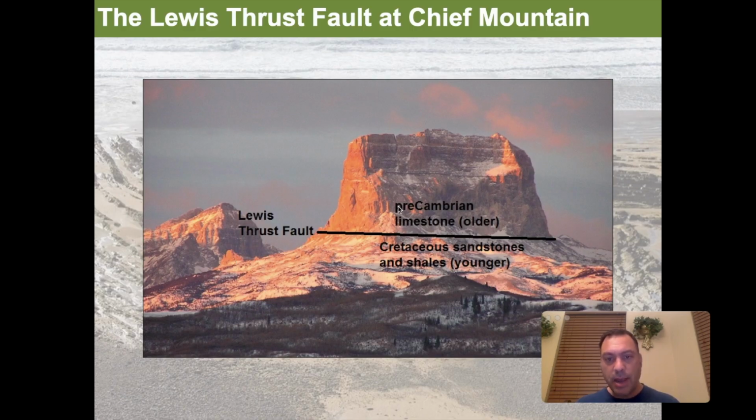Here we see those Precambrian limestones, those really, really ancient limestones sitting on top of Cretaceous sandstones and shales, which are much, much younger. This is an incredible thing to see for geologists, and this is the famous Lewis Thrust Fault at Chief Mountain at Glacier National Park.